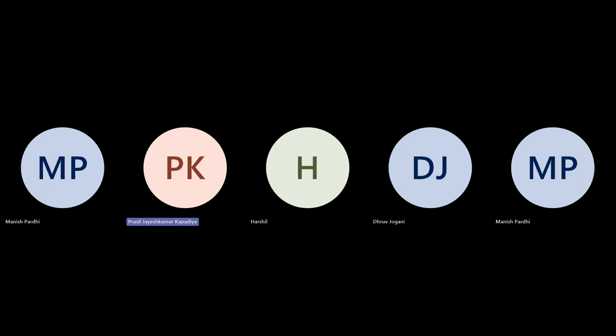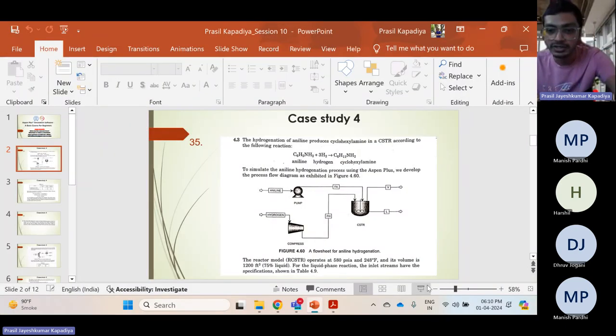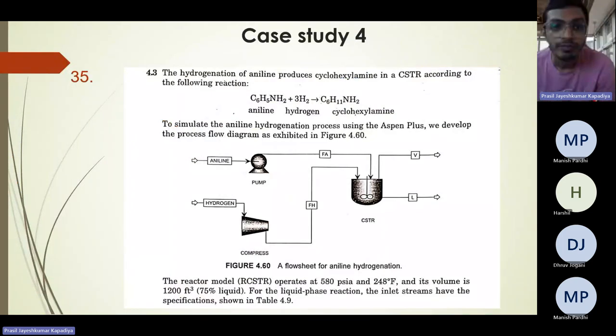Okay, so let's start today's problem. Today's first problem is hydrogenation of aniline to produce cyclohexylamine. The hydrogenation of aniline produces cyclohexylamine in a continuous stirred tank reactor according to the following reaction. The reaction is aniline plus 3 hydrogen gives cyclohexylamine.